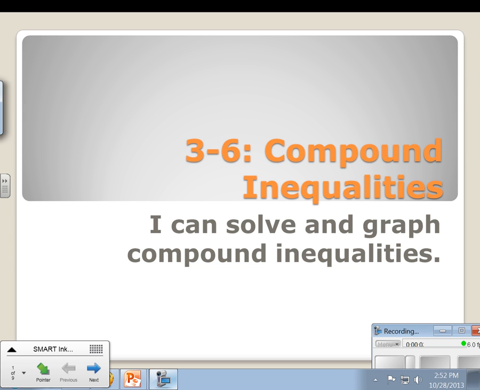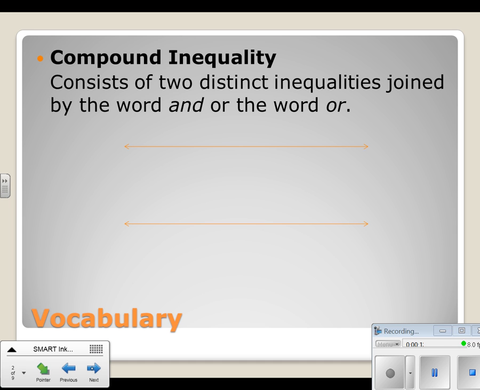In this video 3-6, we will be working with compound inequalities. By the end of the video and work time in class, you should be able to say, "I can solve and graph compound inequalities." A compound inequality consists of two distinct inequalities joined by the word "and" or the word "or." So we're working with "and" and "or" as we look at these compound inequalities.